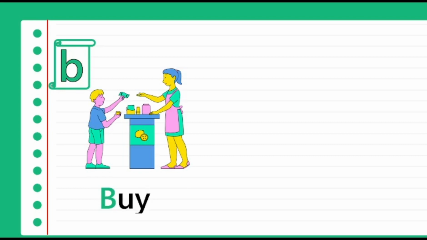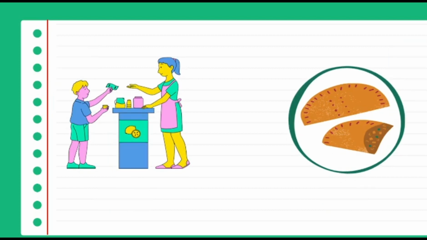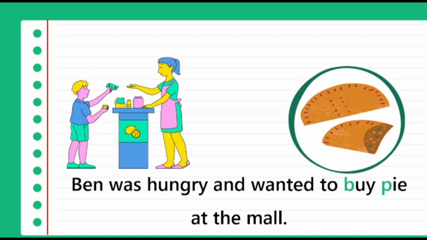Another set of words. B, buy, pie. Ben was hungry and wanted to buy pie at the mall. Now it's your turn. Correct.